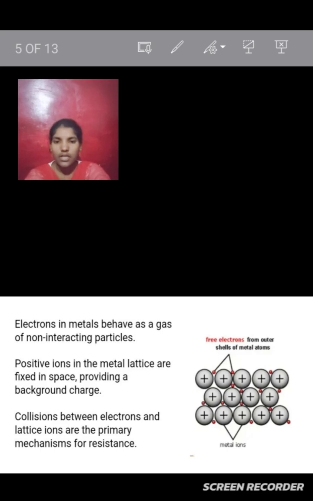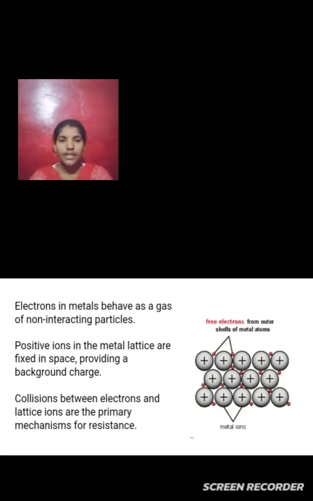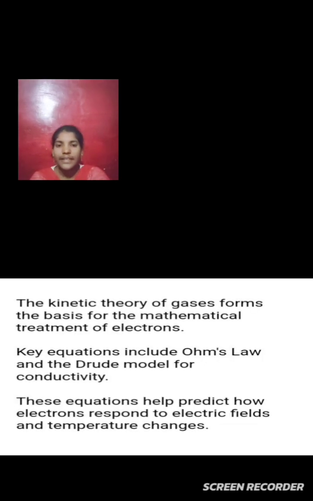Collisions between electrons and lattice ions are the primary mechanisms for resistance. Collision is required between the electrons and the metal ions. The kinetic theory of gases forms the basis of the mathematical treatment of electrons. Key equations include Ohm's law and the Drude model for conductivity. These equations help predict how electrons respond to electric fields and temperature changes.